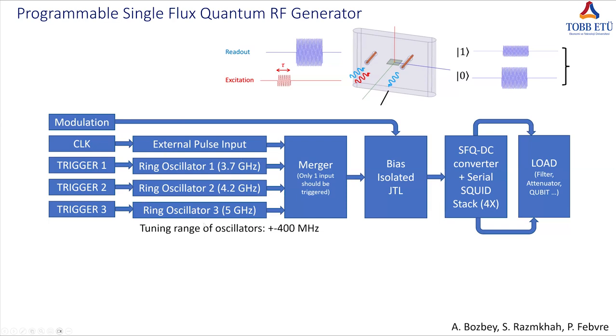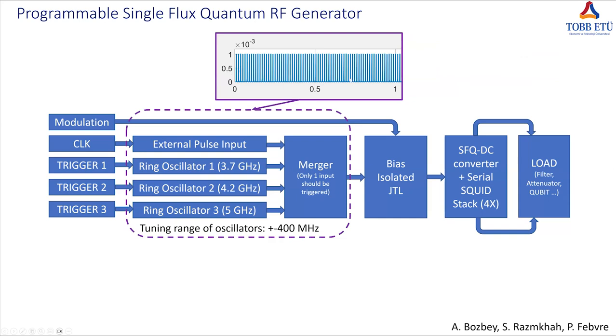By using Josephson circuits, we designed a ring oscillator. Ring oscillator is a circuit when you trigger it, it starts oscillation with some frequency based on your timing design. In this case, there are 3 circuits, 3.7, 4.2, and 5 gigahertz. So the train of pulses are at these frequencies. So now we have an RF source, but we cannot control them yet. We have just a train of pulses.